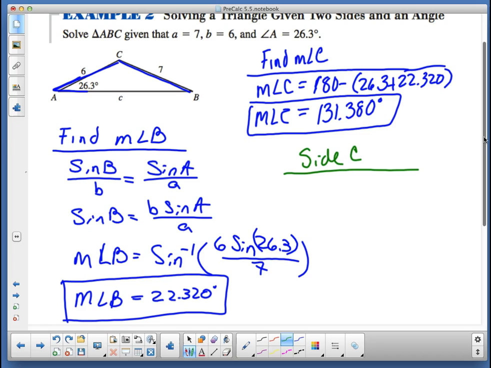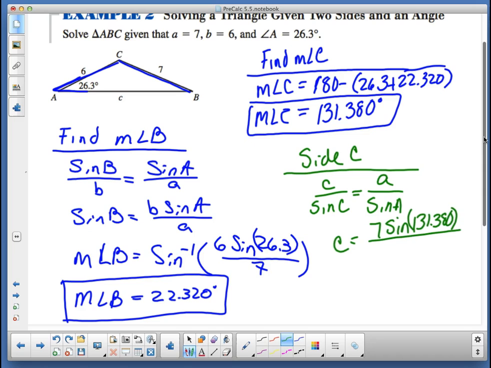So I'm going to start with C over sine of C. And I'm going to stay with A over sine of A because that's been a good number for me. I'm going to look for C. And I've got A, which is 7. The sine of C, which is 131.380, there, divided by the sine of A, which is 26.3, to find my value of C. And it should be 11.854.